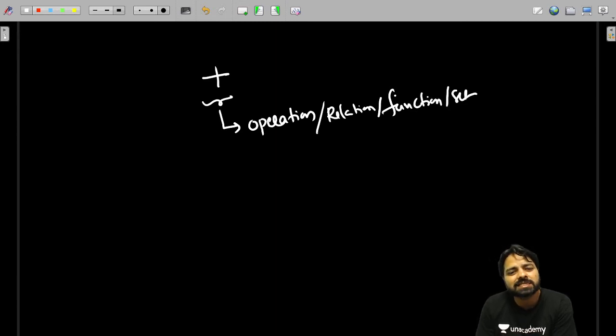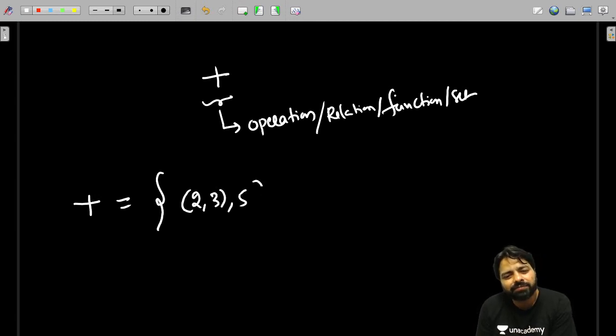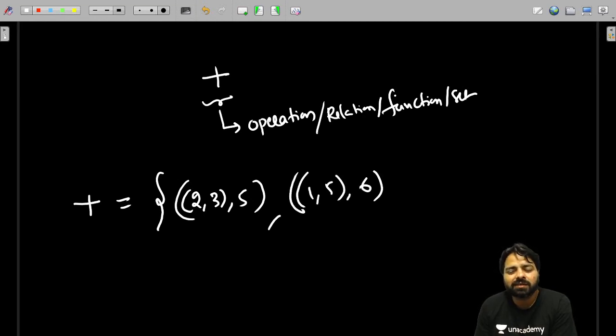That means plus is a set, guys. Plus is a set. How is it going to happen? Like 2, 3, you will get 5. And 1, 5, you will get 6. If you are applying it to integers, minus 1, 2, that is minus 1 plus 2, you will get 1.